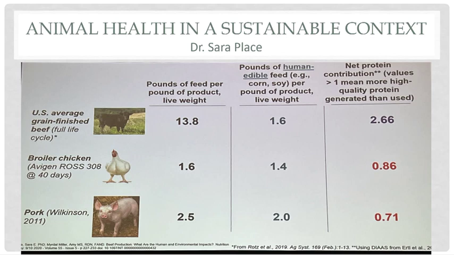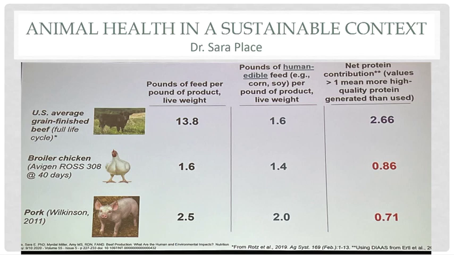And so the U.S. average grain-finished beef, full life cycle, is 13.8 pounds of feed, that includes a fair bit of forage, per pound of live weight gain. Broiler chicken, just 1.6, so we all need to just eat chicken. Pork is 2.5. Then Sarah converted this, and the publications at the bottom, you'll probably have to look in the paper to be able to read that.